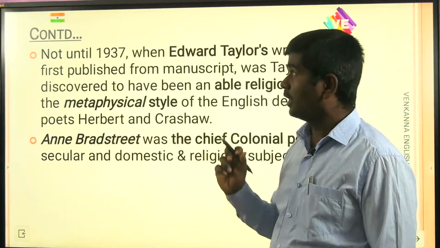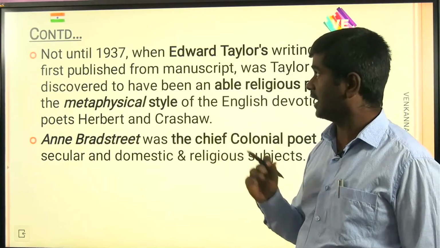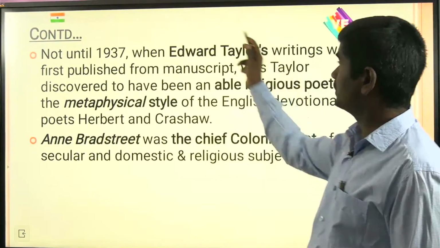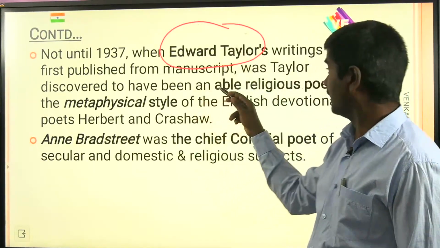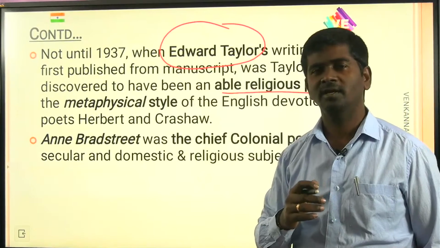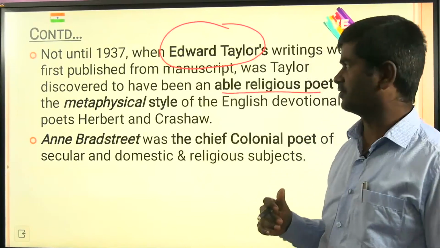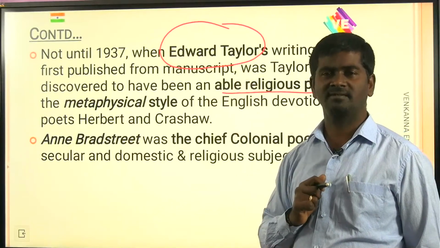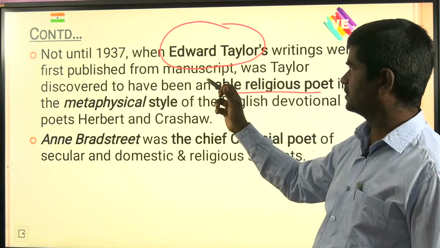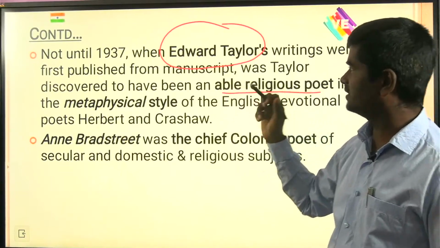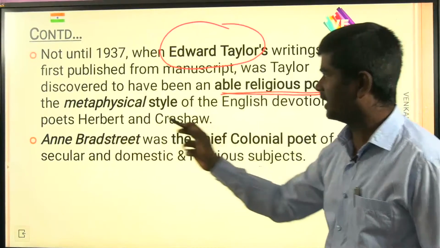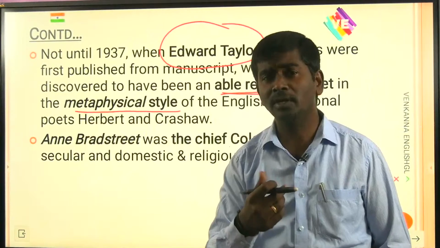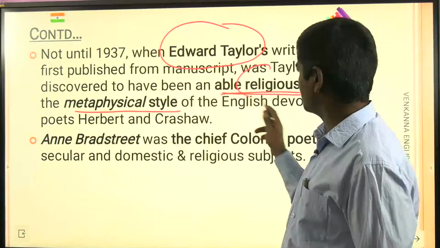Next, you can see, not until 1937, Edward Taylor, another important writer. Edward Taylor was another able religious poet during this colonial period of American literature. He is known to the world only after 1937. Taylor was first published from manuscript and discovered to have been an able religious poet in the metaphysical style. So Edward Taylor during this colonial period wrote literature that was religious in nature.